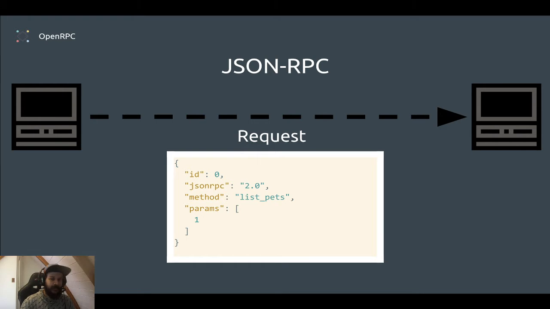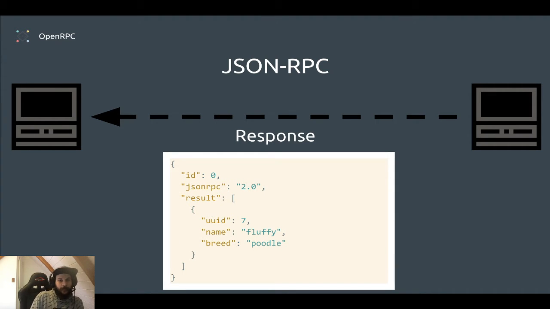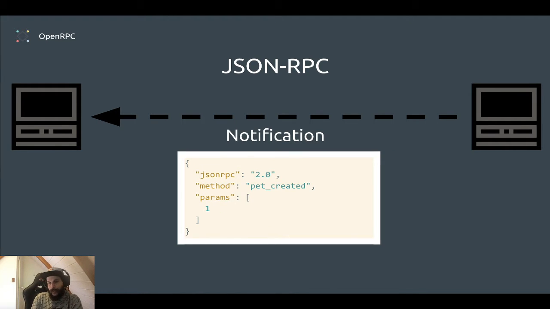So it just has an ID, which is a unique ID, jsonrpc, which gives the version 2.0, and then the method that you're calling. So in this case, list pets, and then the params in this case is how many to give back, which is 1, and the response we get is name, Fluffy, breed, poodle, in an array of pets here.